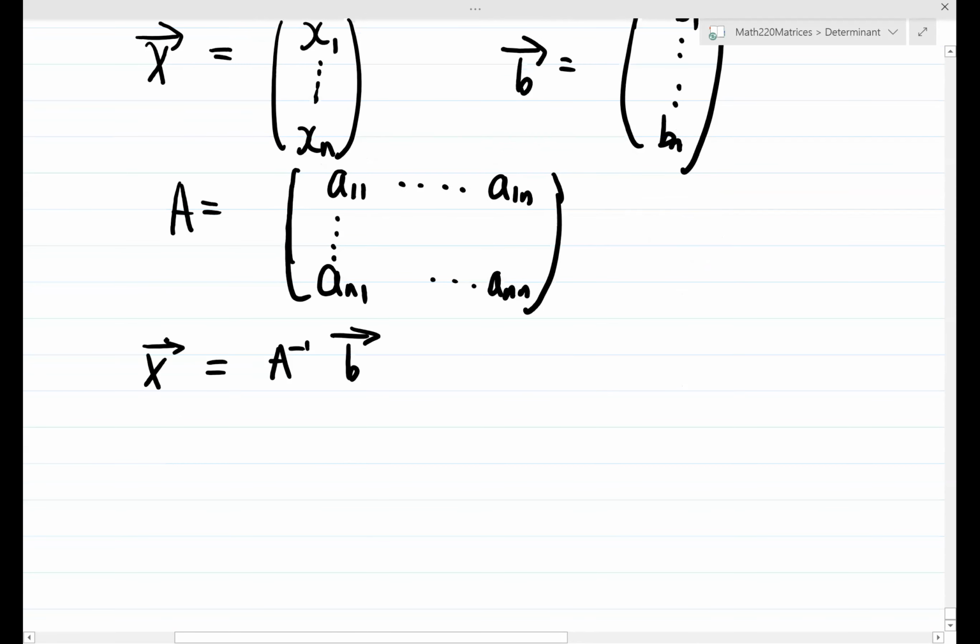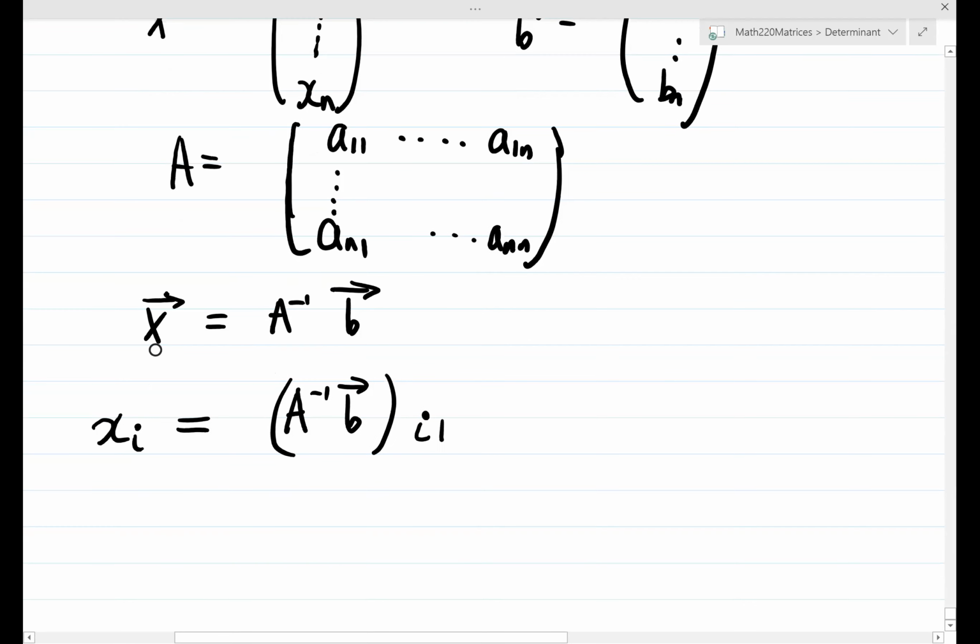Now A inverse is... okay, let's find xi. So what is xi? Xi is the i-th component of the vector A inverse B. This is a column vector, so it has only one column.